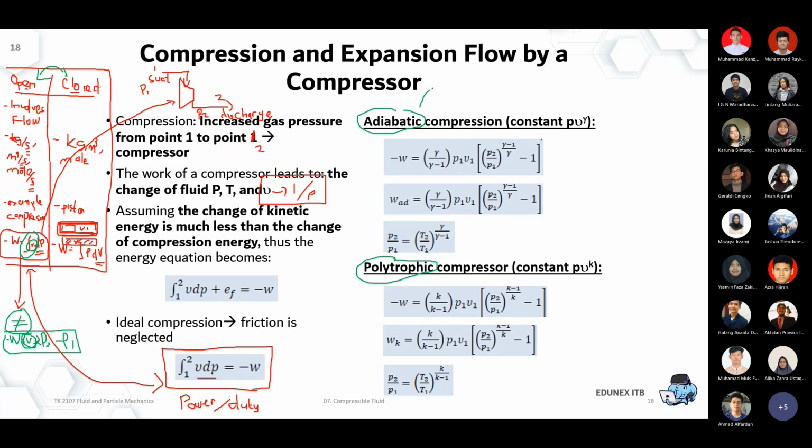For an adiabatic system, what does it mean? It means that in an ideal adiabatic system, there is no heat exchange between the system and the environment. That means the heat is zero. No exchange of heat between system and environment in an ideal adiabatic system. What's the other consequence? The other consequence is S1 is equal to S2, or it can be said to be an isentropic compression. For an ideal adiabatic system, it's isentropic.